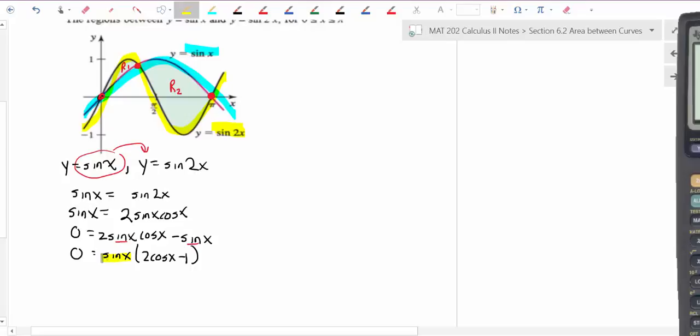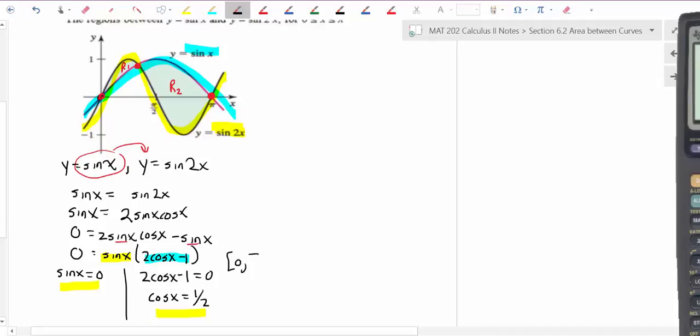So you have two factors: sine x and 2 cosine x minus 1. We're going to solve the equation sine x equals 0, and we're going to solve the equation 2 cosine x minus 1 equals 0 as well. For this one, we isolate the cosine. You can do that in your head: cosine of x equals 1/2. So we need to focus on solving those two equations, and we're only interested from 0 to pi, so we're solving on the interval 0 to pi.